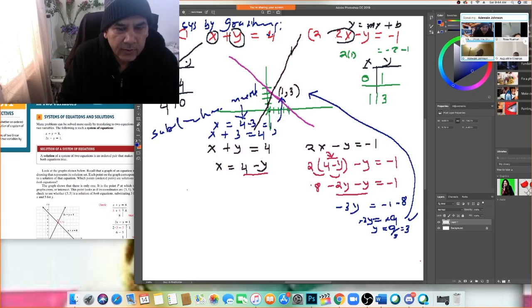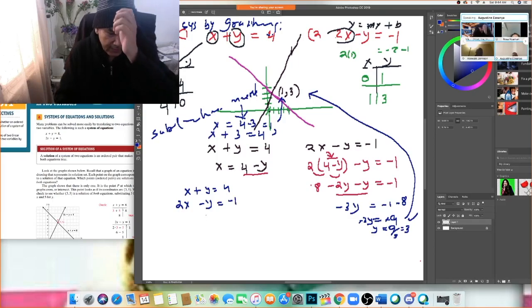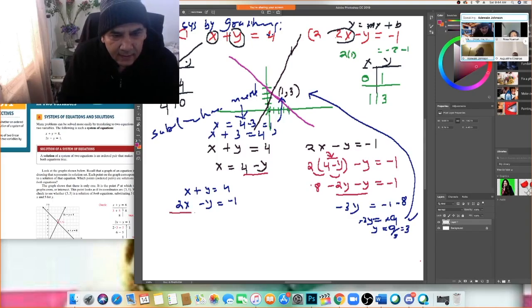So let's say you want to use the elimination method. So x plus y equals 4, and now you have 2x minus y equals negative 1. In this case, we're going to multiply the first equation by 2. Right? No, that's it, it's already 3s.